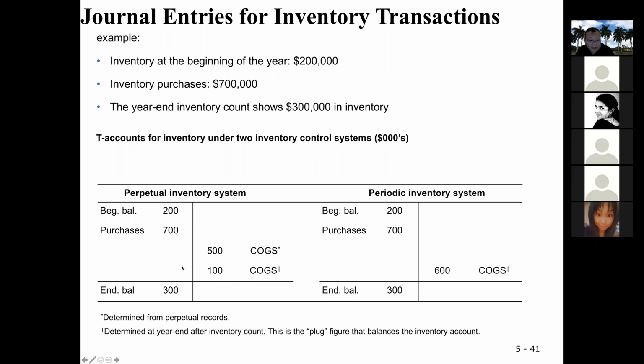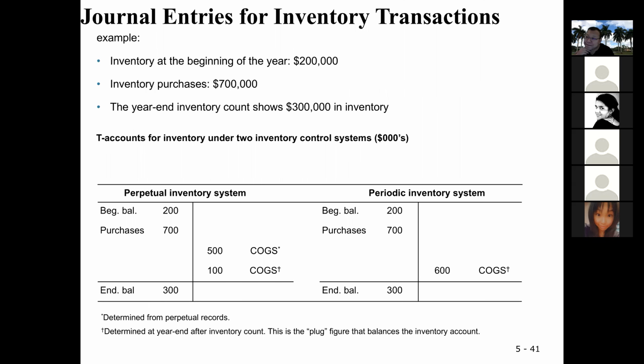I would expect, right, before the inventory count, I predict my ending inventory should be 400 because I have 900 available, and according to my record, I sold 500. So I really should have 400 left. And then I perform the inventory count at the year end. I realize I only have 300. The only reason for the difference of 100 is because of the shrinkage, right? So that's why I book this entry here.